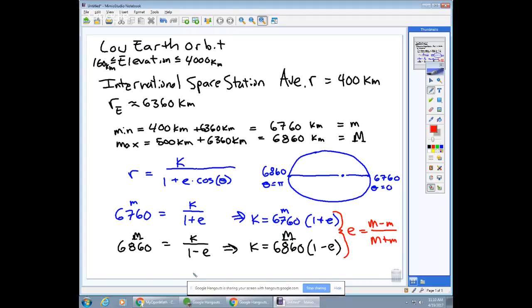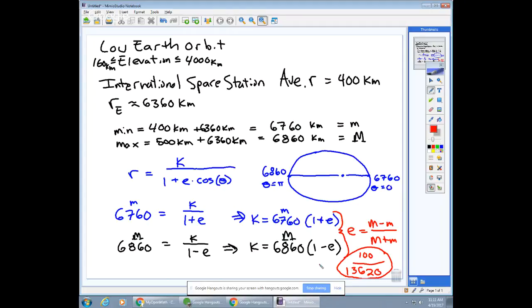And so for this situation, our e is going to be the difference between them, which is 100, over the sum of the two of them, which ends up being 13,620. So this ratio right here is our eccentricity for this orbit. If we wanted to write it as a decimal, it's like I calculated earlier, about 0.007.